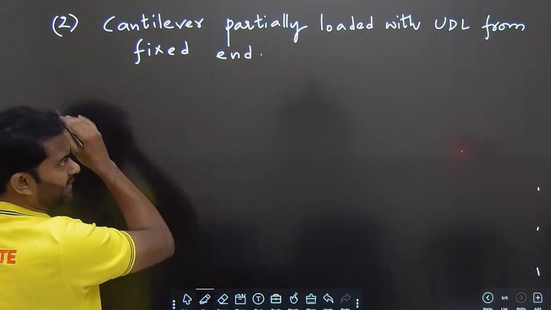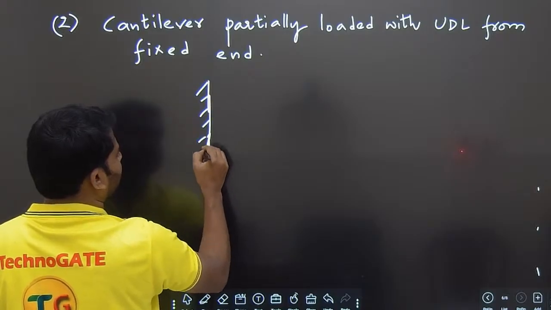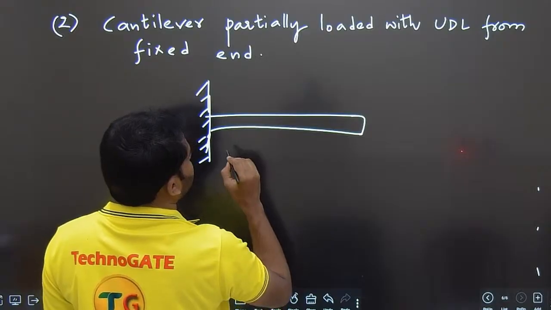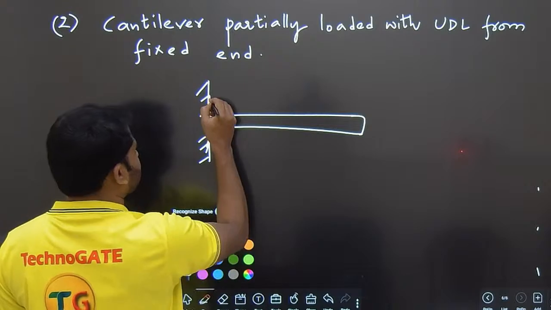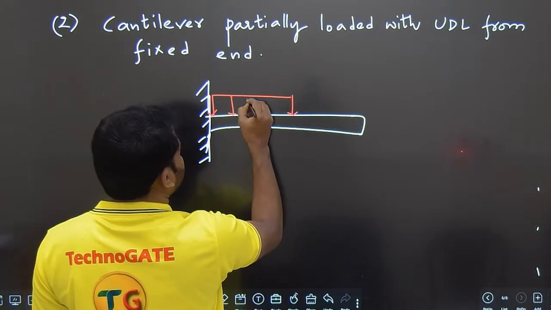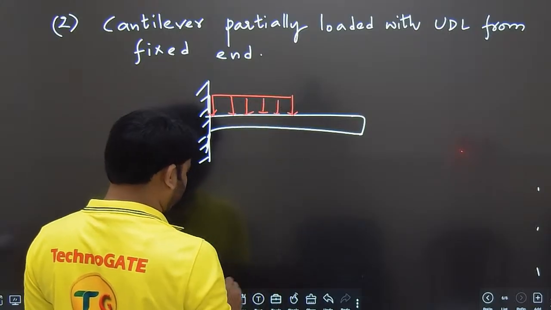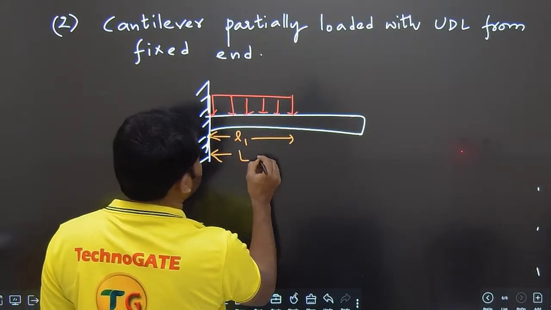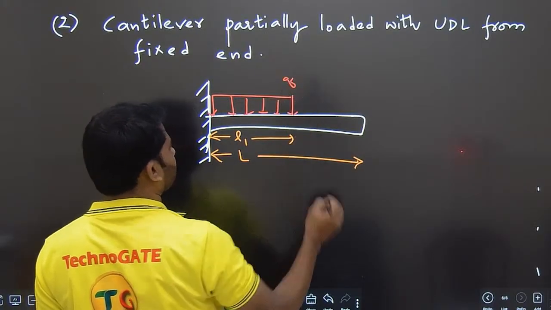Okay, based upon the title, the diagram would look like this. You take the cantilever beam, this is like this. Now it is partially loaded with UDL from the fixed end. The loading is like this. It is a uniformly distributed load, partially loaded from the fixed end, and this particular length is equal to L1 and this total length is equal to L, and this load intensity is given as Q.